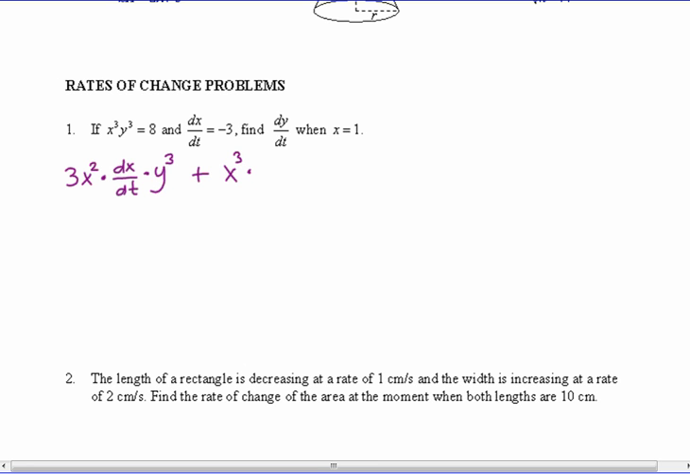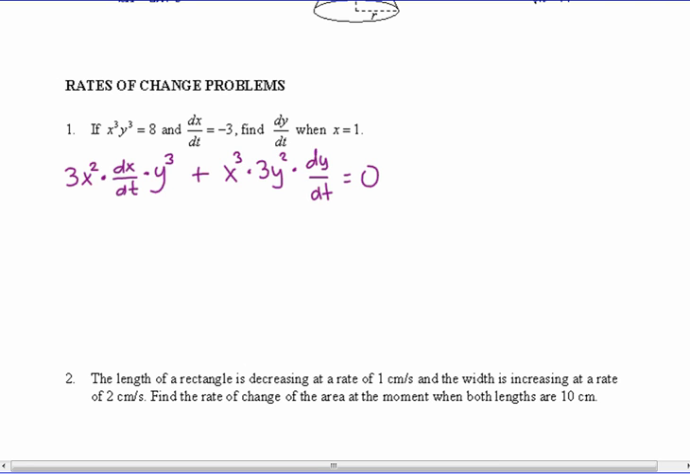Times the derivative of y cubed. So what with respect to time? The derivative of y cubed, first use the power rule: 3y squared times the derivative of y with respect to time, dy/dt, equals, what's the derivative of 8? 0. Okay. All right, so we are looking for dy/dt.